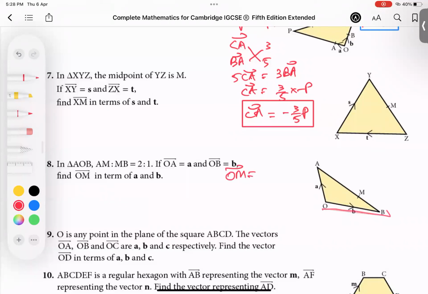I can say A to B, B to M is one way, and O to A, A to M is a second way. Both ways are okay, but I'm planning O to B, B to M. O to B I have, but BM I don't have. And look here, AM is 2 ratio and MB is 1 ratio. I'm not doing this job now. You try first, but I suggest that first of all you must find the AB vector. If you don't have the AB vector, you can't solve the question. Take your time, try yourself, then I'll do mine.